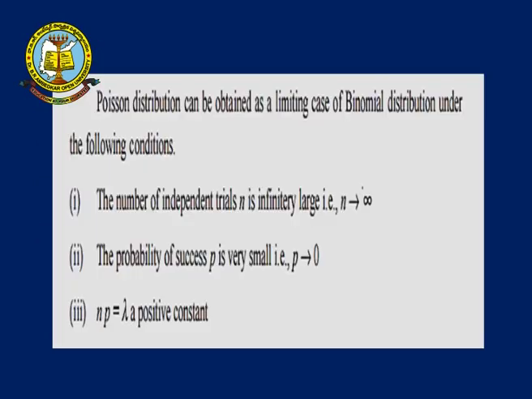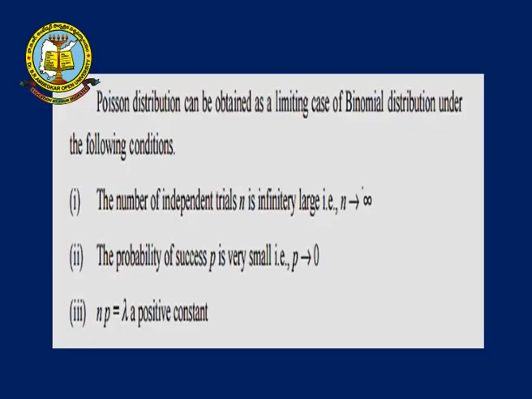Poisson distribution can be obtained as a limiting case of binomial distribution under the following conditions. Under which conditions does this distribution follow as a limiting case? First, the number of independent trials n is infinitely large. In binomial distribution n is finite, but in Poisson distribution n tends to infinity. That is the first condition: the number of independent trials n is infinitely large, that is, as n tends to infinity.